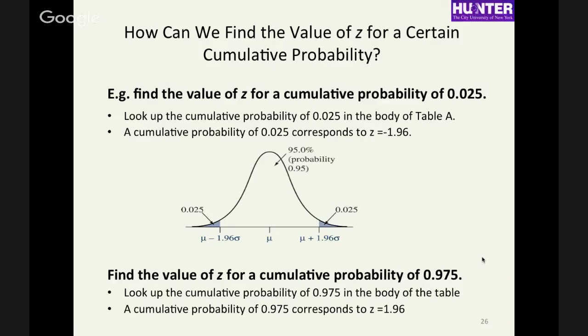So here's an example. What's the value of Z for a cumulative probability of 0.025? We actually can figure this out from the empirical rule, because remember, 95% of the probability was between plus and minus 2, but more accurately, it's actually 1.96. The cumulative probability, or the quantile, for a probability of 0.025 is minus 1.96 on the Z scale, the standard normal distribution.